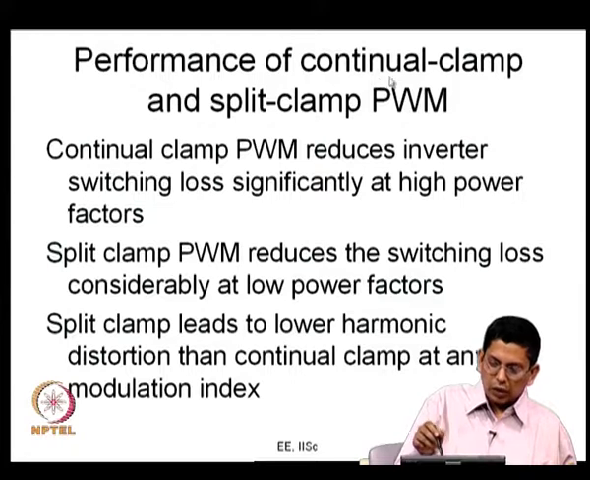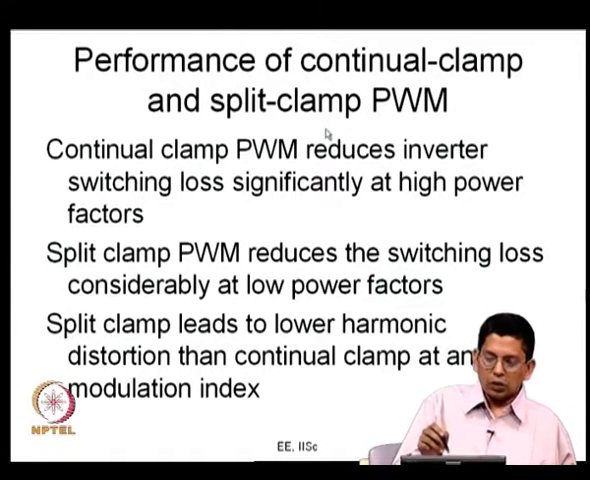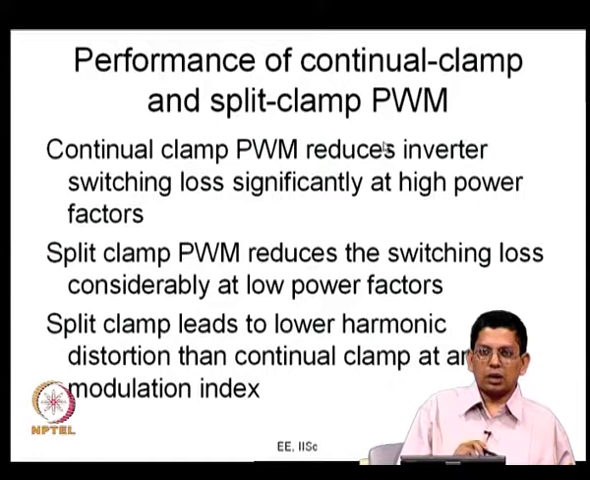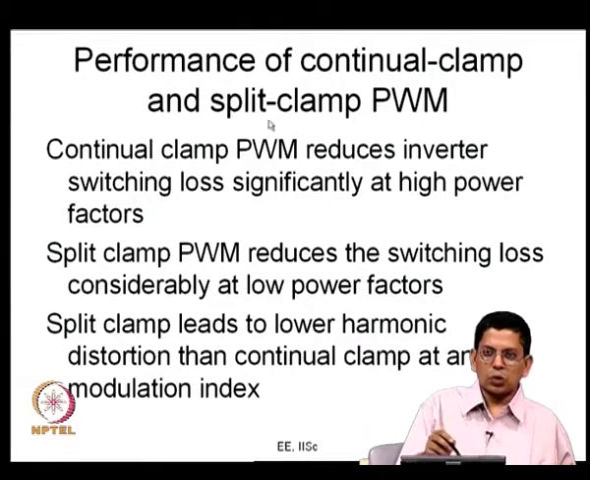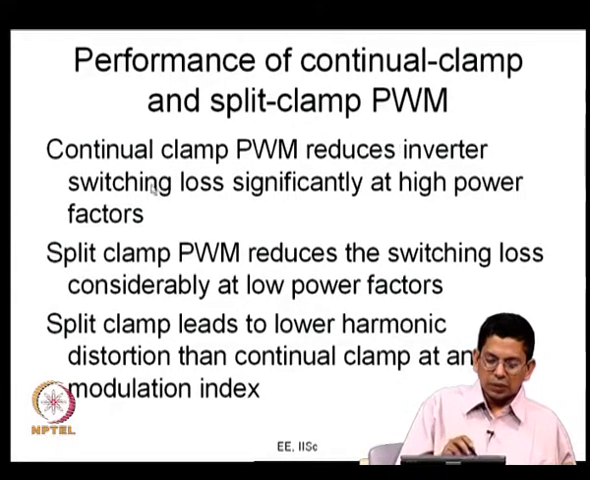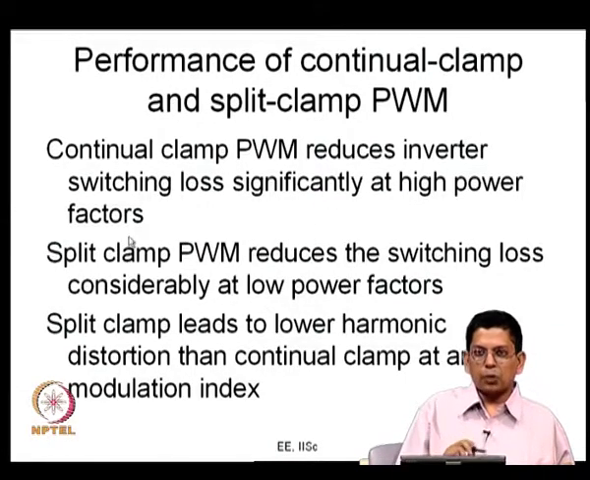So, if you take continual clamp PWM and split clamp PWM, in continual clamp, a phase is clamped continuously for 60 degree duration in every half cycle, and in split clamp PWM, a phase is clamped for some duration gamma and 60 minus gamma, so they add to 60 degree in a particular half cycle. So, it is clamped for some duration gamma in the first quarter and 60 minus gamma in the second quarter. So, the clamping duration is split into 2, gamma and 60 minus gamma, and hence the name split clamp PWM. What has been seen is that continual clamp PWM reduces inverter switching loss significantly at high power factors.